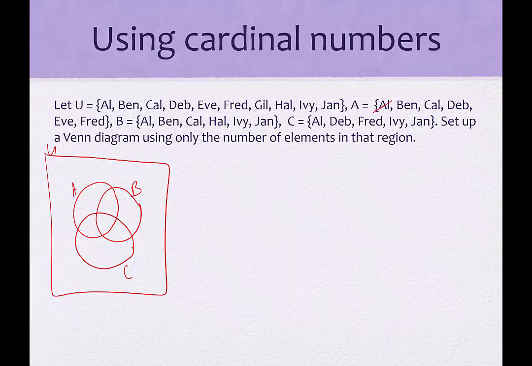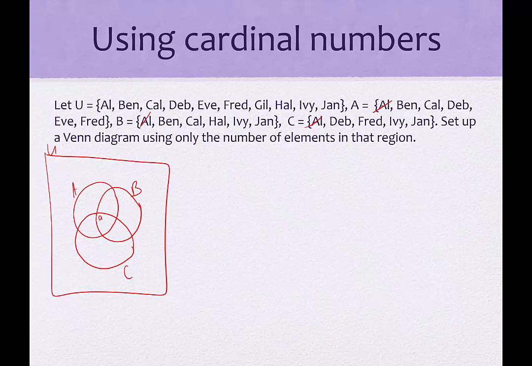I see Al is in all 3 sets. And we're going to use just a lowercase letter a to represent Al. And Ben is not, Cal is not. How about Deb? No. Okay, so Al is the only person that's in the triple overlap. So that's what that region is. It kind of looks like a triangle with curvy sides.